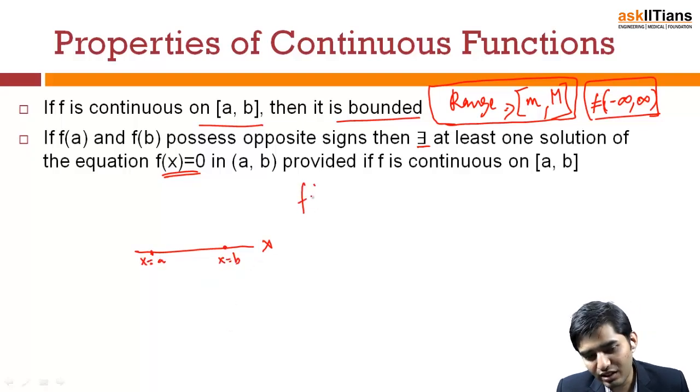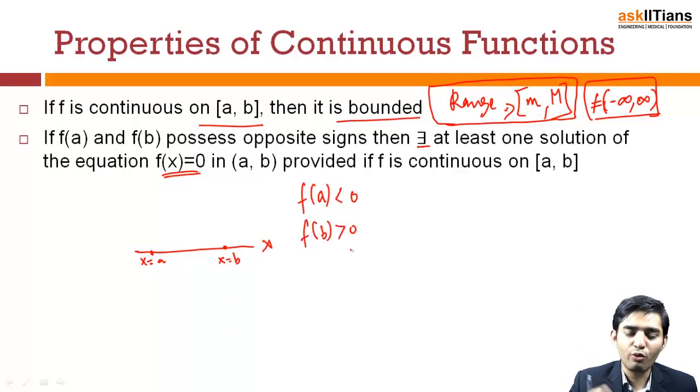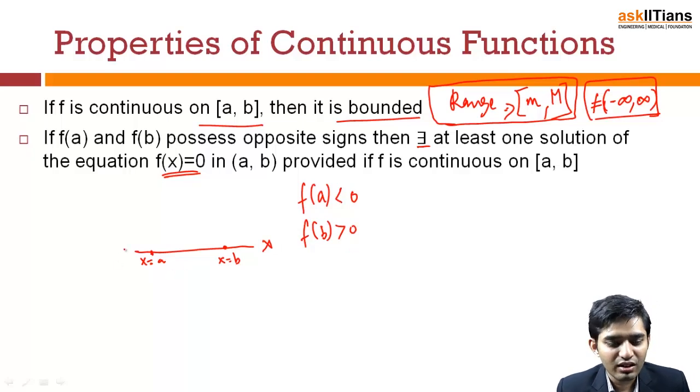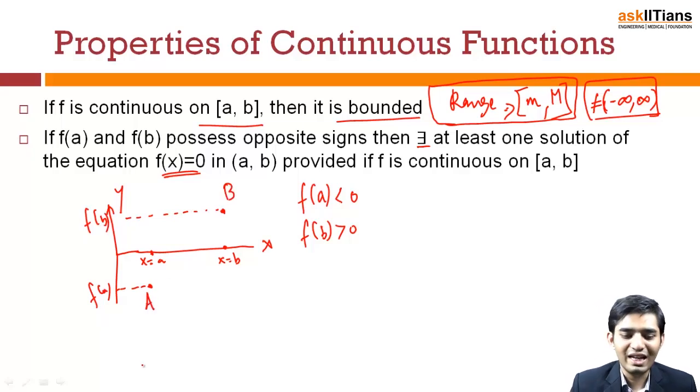Now let me consider that f(a) is negative, and let me consider that f(b) is positive. So both of them have opposite signs. And the y-axis is somewhere here. f(a) is something negative, so f(a) will be on the negative side of the y-axis. This is f(a), and f(b) is something positive. So here is f(b). Now let me say this point is capital B, and this point is capital A.